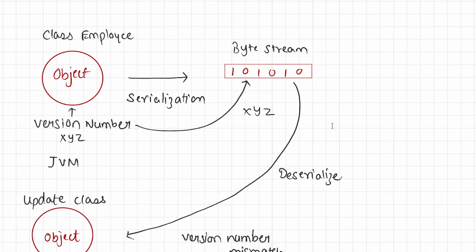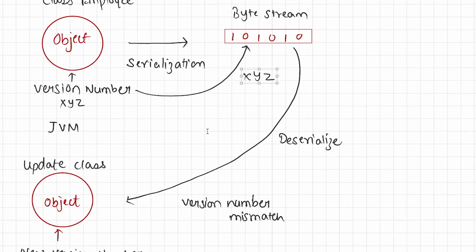So guys, now let's understand how the JVM behaves behind the scenes when we do serialization and deserialization. In our case, we have the Employee class, and we want to serialize the object of this Employee class. When we do serialization on this object, our JVM by default assigns a version number to this class, for example XYZ. But why does the JVM assign a version number to any class? Just to maintain the versioning of the class, as simple as that. So when we do serialization on this object, the version number gets transferred to the byte stream. So now this byte stream has this version number XYZ.